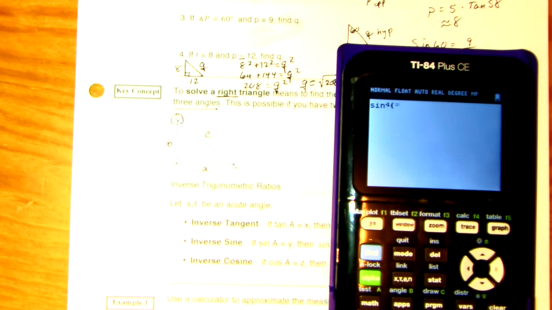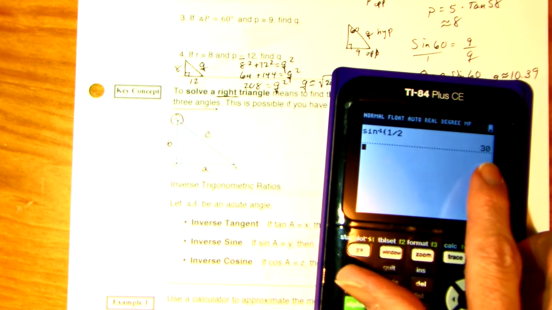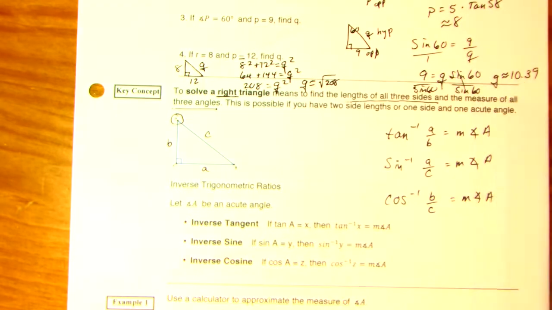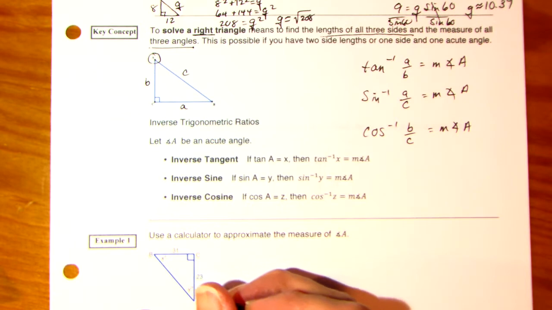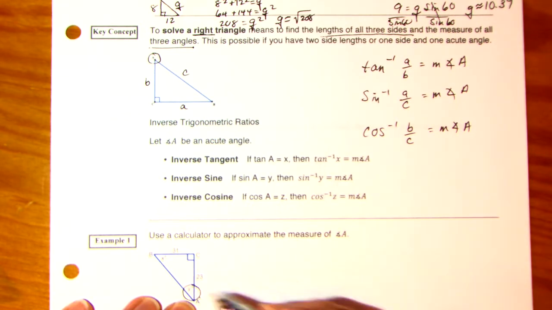So if I just did 1/2, 1 divided by 2, 30 degrees. We know that, don't we? So here we go. Use a calculator to approximate the measure of angle A. So according to A, this is what we're looking for, which is like angle Y, I guess.